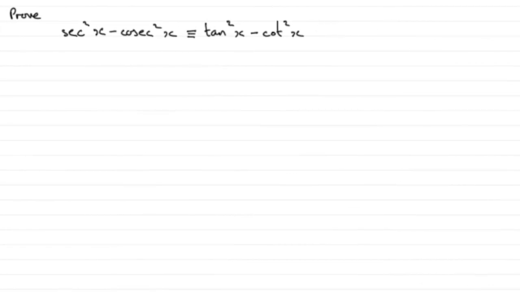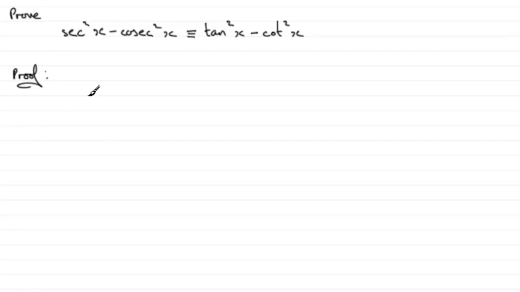Now for this particular question, what we've got to do is prove sec squared x minus cosec squared x is identical to tan squared x minus cot squared x. And to do this, we'll just write down proof, and I'm going to start with the left hand side.